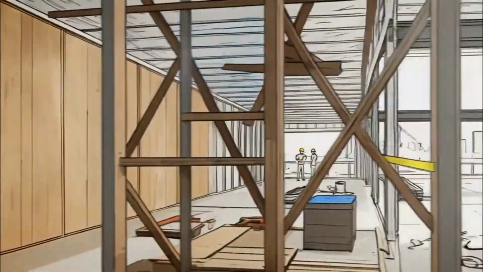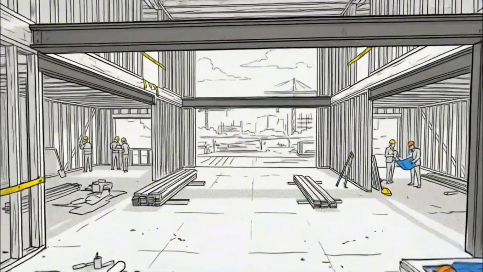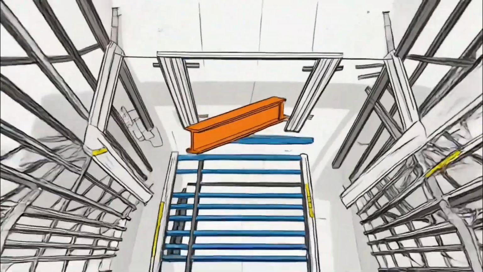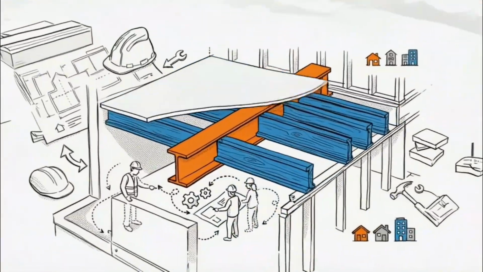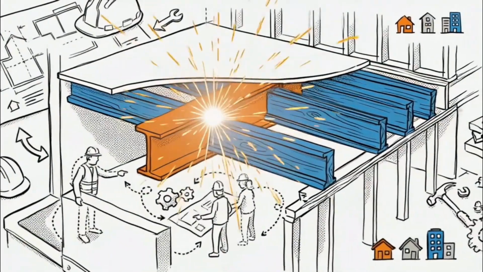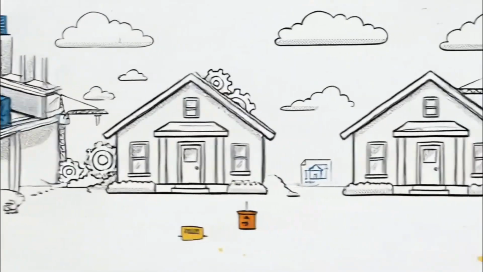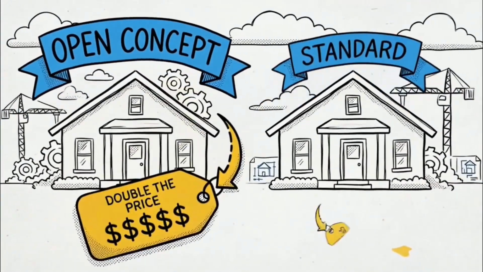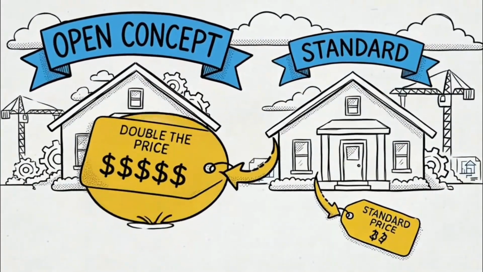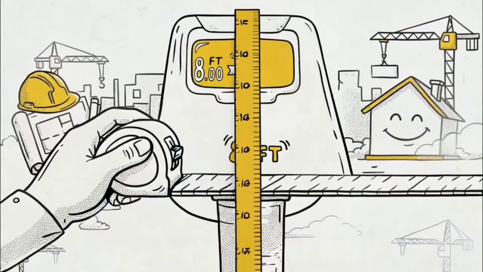Then there's structure. Large open spaces are popular, but they come with hidden costs. The wider the span, the stronger the structural system needs to be. That often means engineered beams, steel elements, or deeper framing systems. So even if two houses use the same materials, the one with larger open spaces can cost significantly more to build.